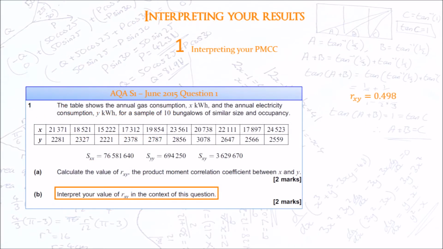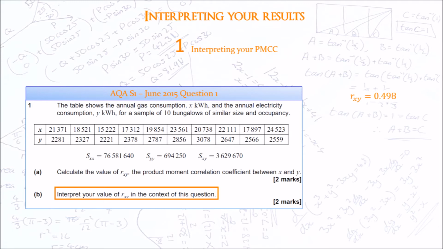So we're going to cover interpreting some of your results. Unfortunately for this particular topic, there's a lot of variations that could come up, but hopefully we're going to cover them all here. The first is interpreting your PMCC. If we have a look at this question, it says interpret your value of r in context to the question. Whenever it says context, you need to refer to the context of the question itself.